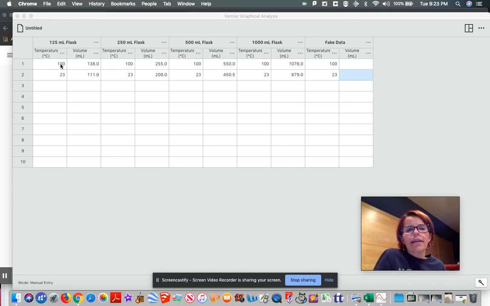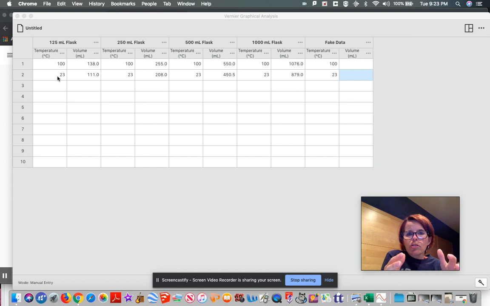So what I did is, the temperature of 100 degrees in that first flask that we saw him working with, the volume was 138 milliliters when he put the stopper in. Then when we cooled the temperature down, the molecules weren't moving as fast.